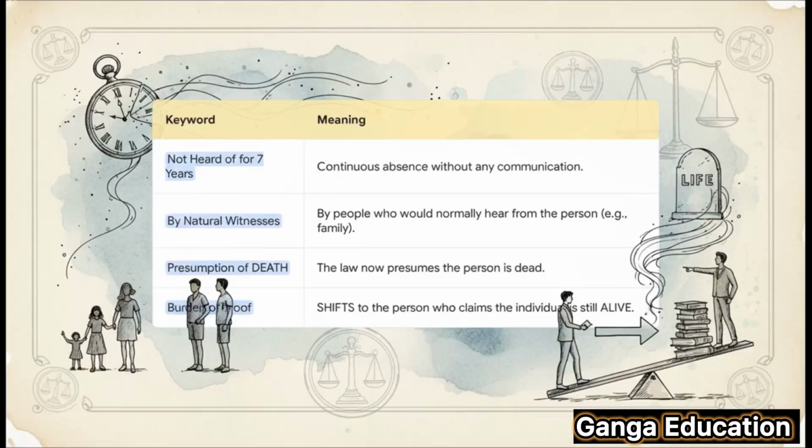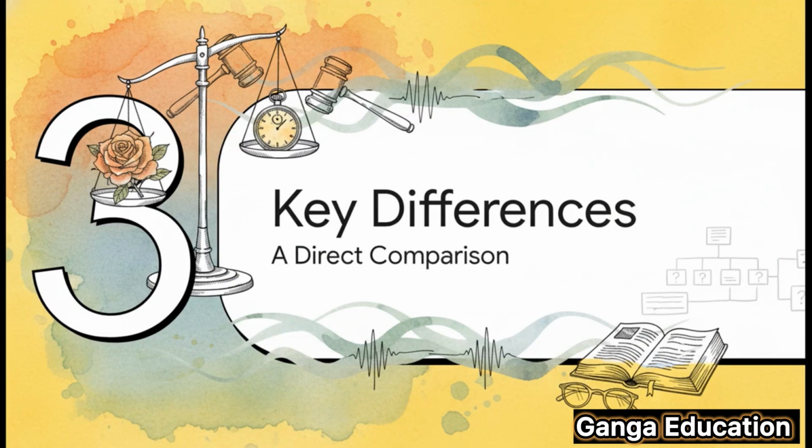Let's look at the essential ingredients for Section 111. First, there has to be a continuous absence for 7 years, without any communication. Second, this absence must be noticed by natural witnesses, like family members. Third, the law's presumption now switches from life to death. And here's the most important point of all. The burden of proof now shifts to the person who is claiming the individual is still alive. Okay, let's do a direct comparison between these 2 sections.